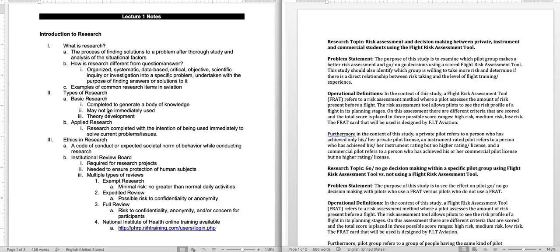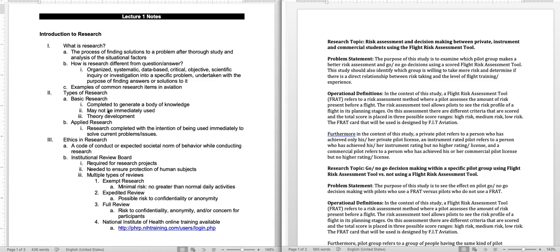So the definition of research in the sense of what we're talking about: we're not talking about just researching past papers and coming up with some paper that you post for your class. This is research that has some hands-on application to a problem. So it's the process of finding solutions to a problem after thorough study and analysis of the situational factors.